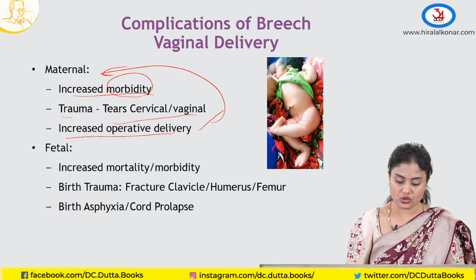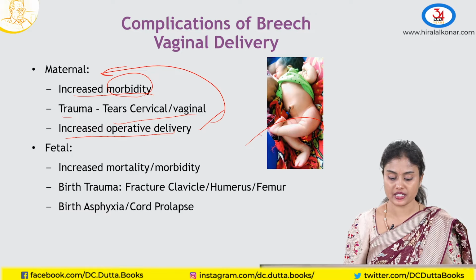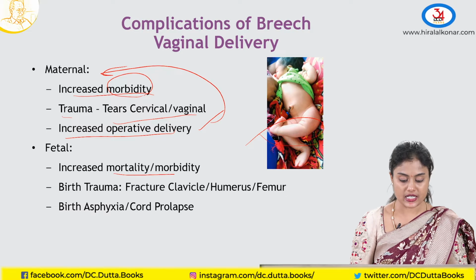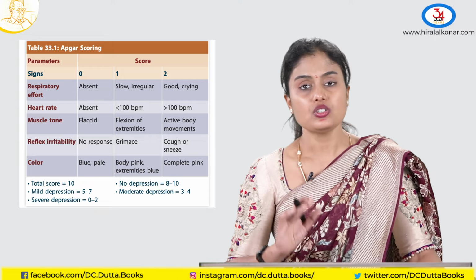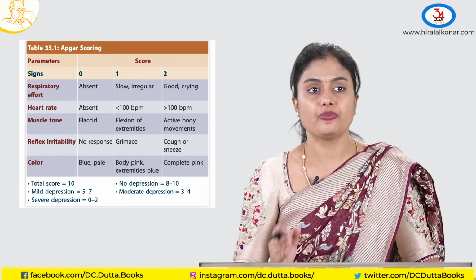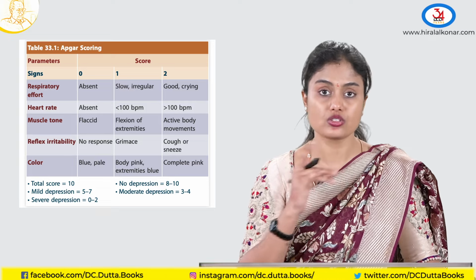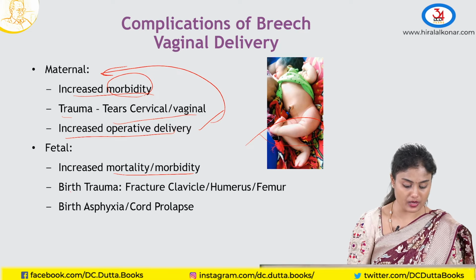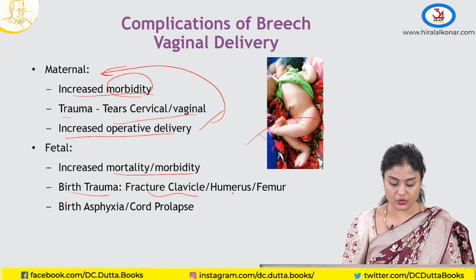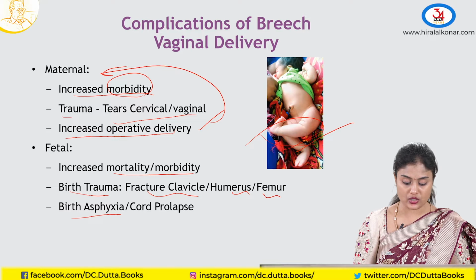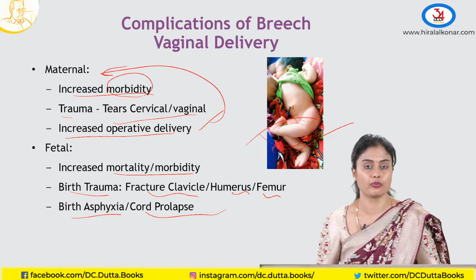As you can see in the photo, if you do not pull it out properly, then it can have fractures also. Increased mortality and morbidity of the fetus. Almost all the babies delivered by breech will have a low Apgar. That is what is noted. The Apgar score you should also know. Birth trauma: fracture of the clavicle, humerus, femur, as shown in this photo also. Birth asphyxia is quite common, and cord prolapse is a dreadful complication.